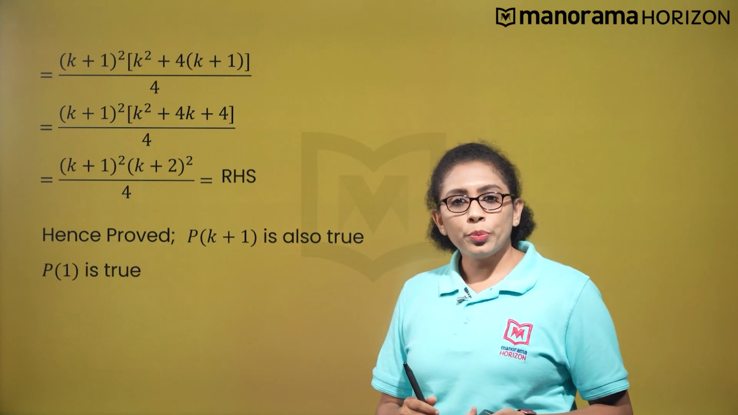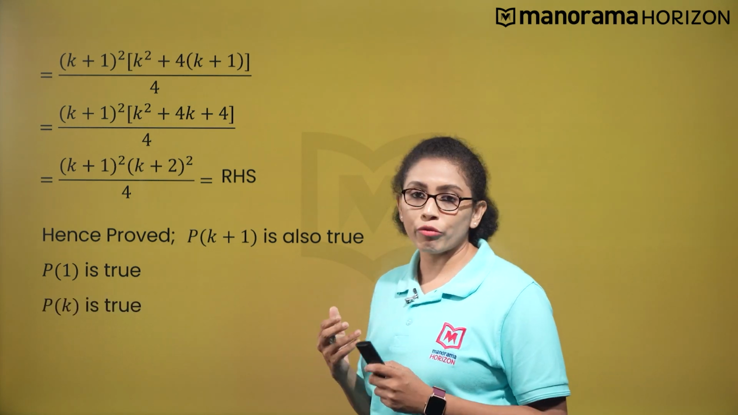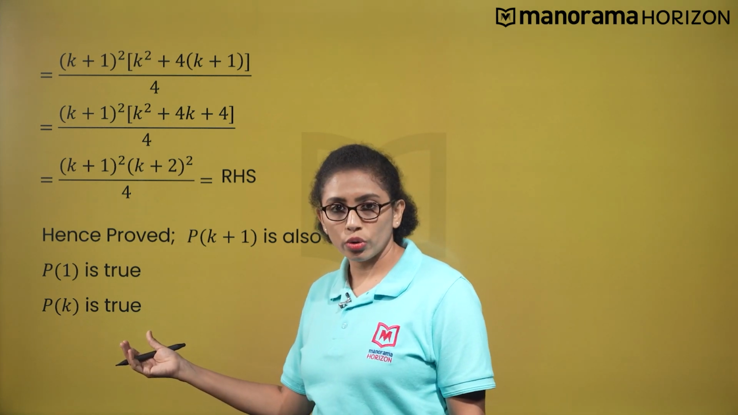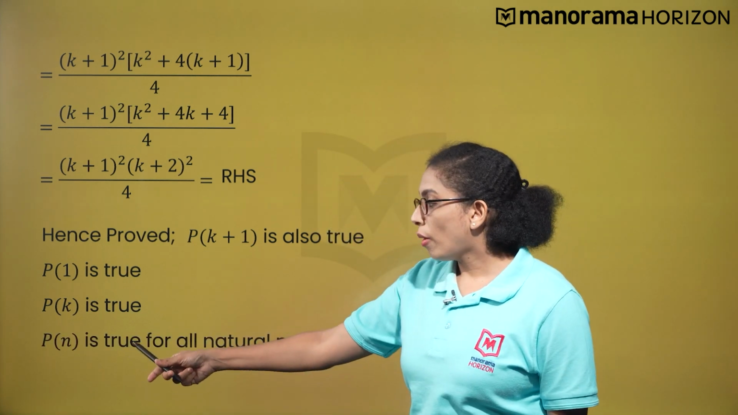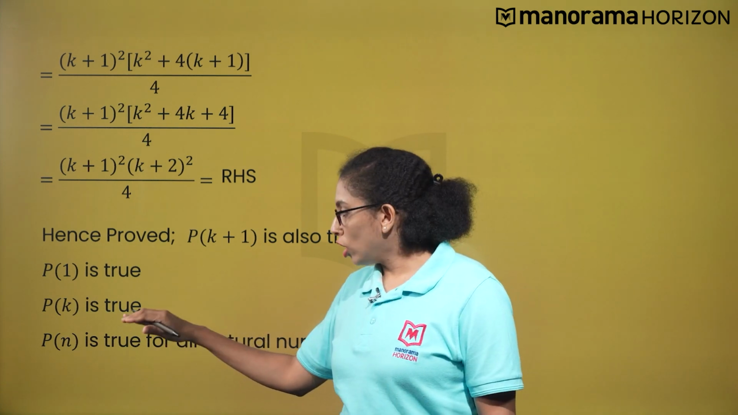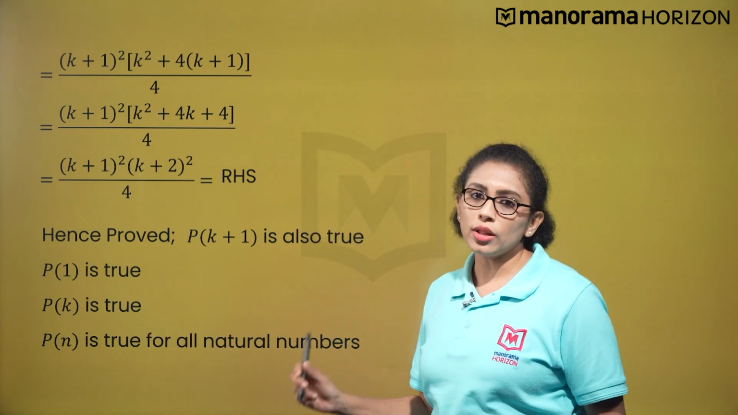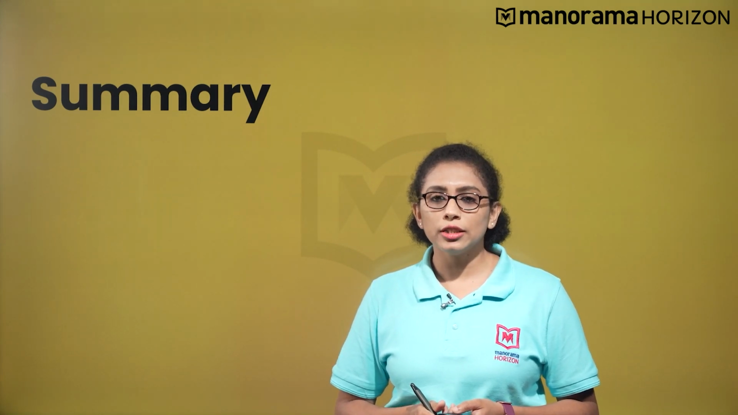So, we proved P of 1 is true. Then our assumption which we have taken, that is P of k, is also true. And therefore, P of n is true for all natural numbers. From all this, we come to the conclusion that P of n is true for all natural numbers. Now that we have learned the principle behind mathematical induction, which aids us in solving many real-life problems, let's have a quick recap of what all we have learned in this section.